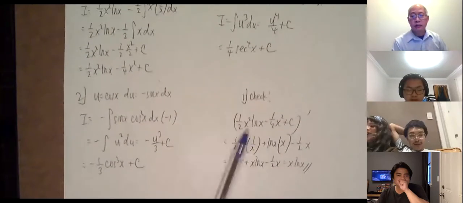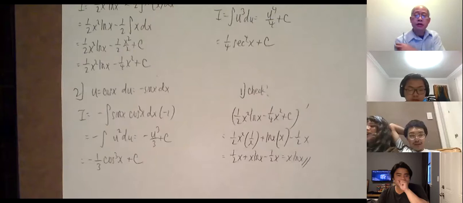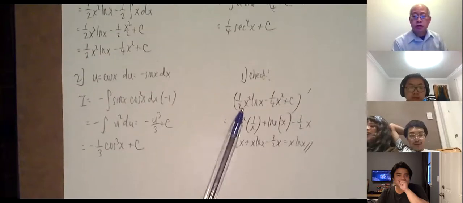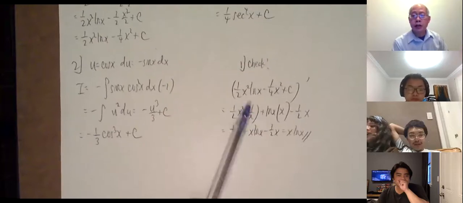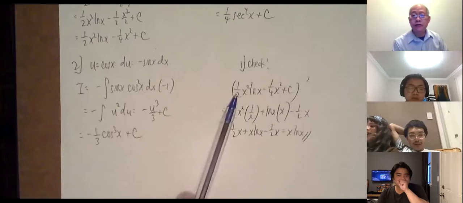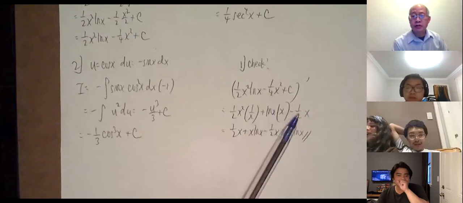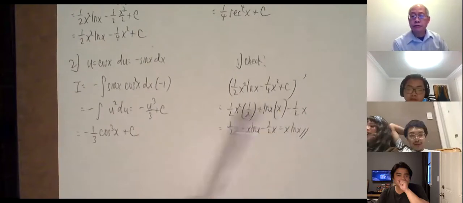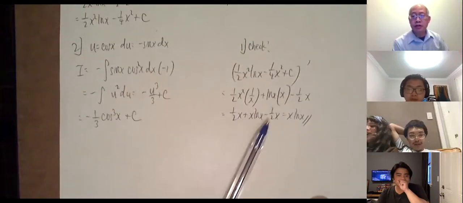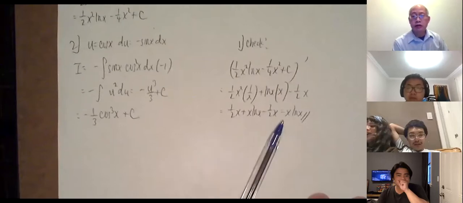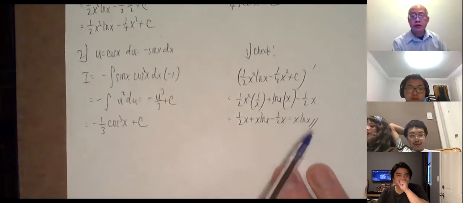Okay. I'll double check: if you differentiate this, you get this back. I'll go ahead and show that to you. This looks like a product rule. First times the derivative of the second, 1/2 x squared times 1 over x, plus second function, ln x, times the derivative of the first. Derivative of 1/2 x squared is x. Derivative of negative 1/4 x squared is minus 1/2 x. The derivative of any constant is 0. So that gives me 1/2 x plus x natural log of x minus 1/2 x. 1/2 x cancels out, x natural log of x. So that confirms that the derivative of this thing is indeed this.